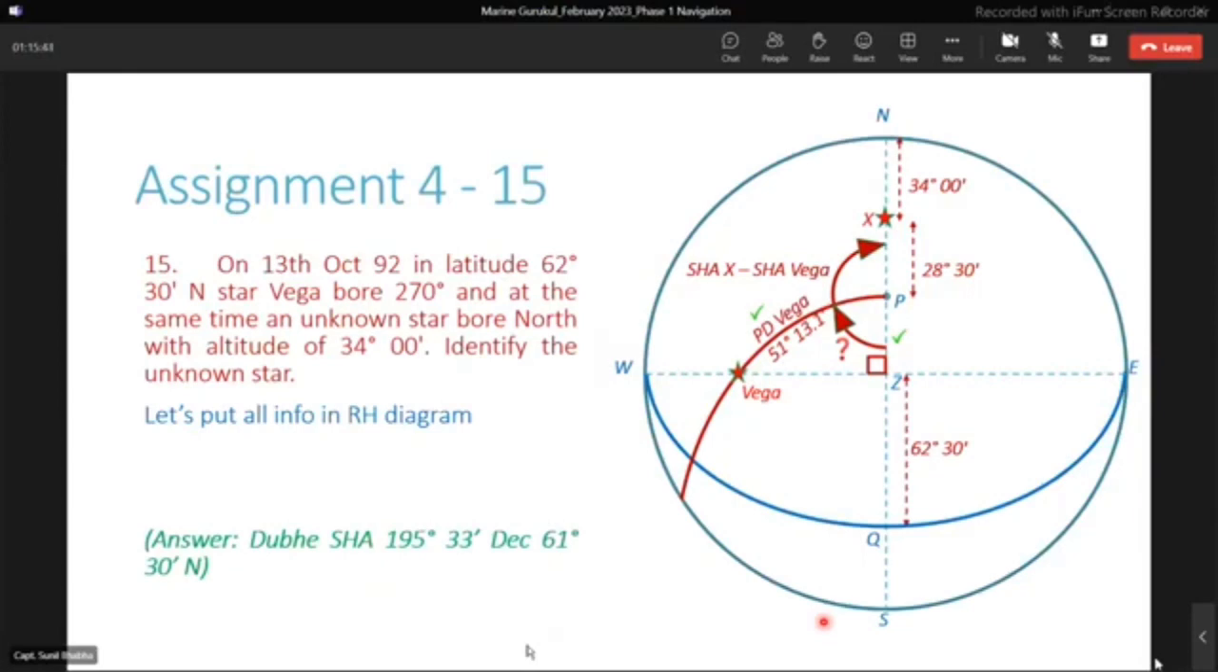Yeah, that's okay, beta. That's okay. You pick up the star which is having the nearest values to what you calculated.